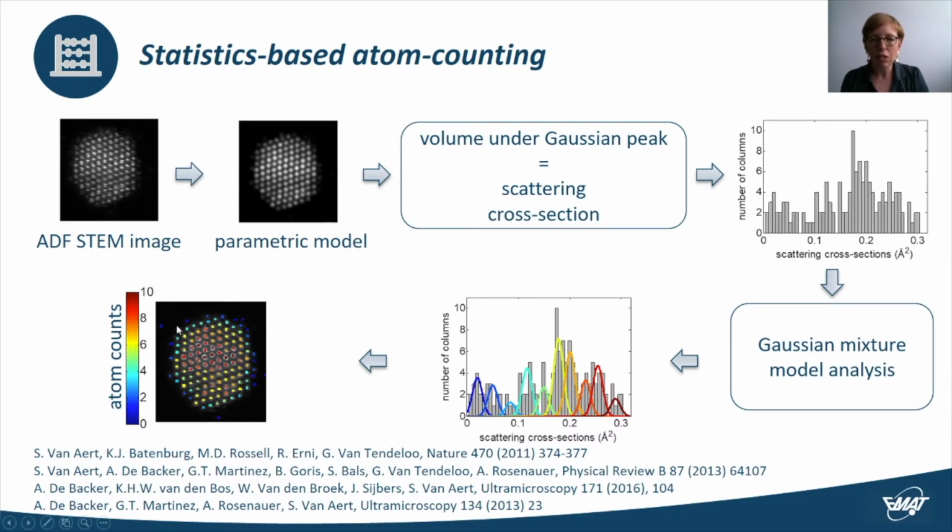And in this manner, we obtain a map reflecting the number of atoms for each atomic column. Now, the accuracy of the method can be tested by comparison with simulations, and the precision is set by the overlap between neighboring components. In this example, we conclude that we have a probability of 20% to miscount the number of atoms with 1 atom, and a probability of 80% to correctly assign the number of atoms.